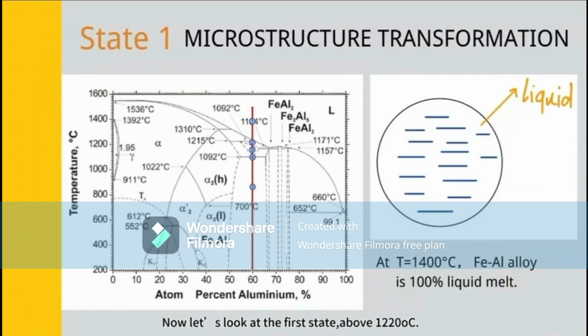Now let's look at the first state, above 1220 degrees. The microstructure is liquid phase. At this high temperature, the alloy is totally in the liquid phase. There is no solid phase present.